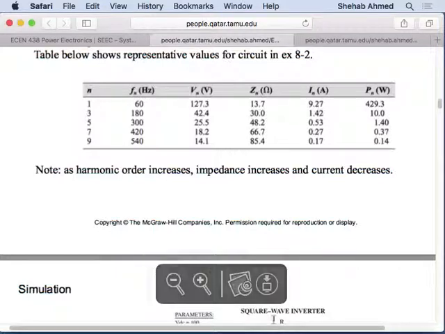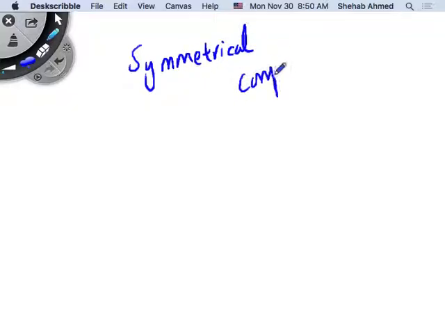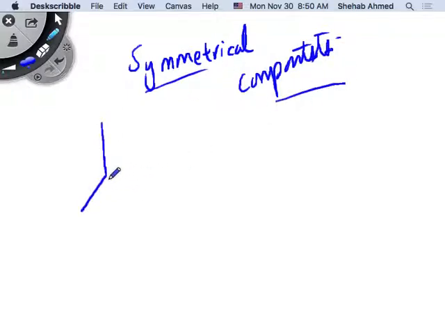So the way we would, there's a mathematical theory called symmetrical components. We will study symmetrical components extensively in 459. And symmetrical components theory says the following. If I have a three-phase balanced system applied to a three-phase load, I will have three-phase balanced currents flowing in the load, right?